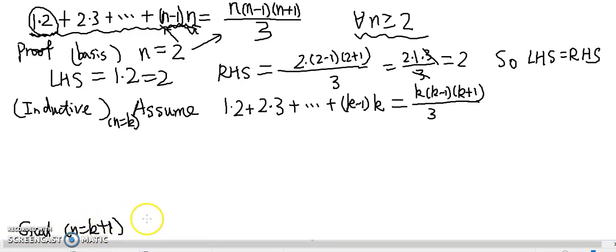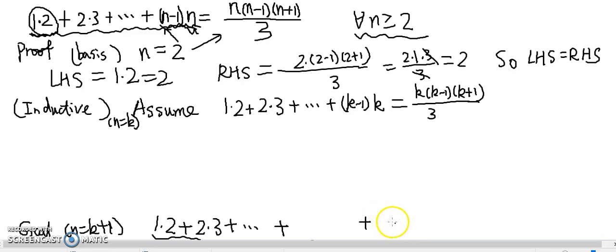So let's replace n with k plus 1 and write down both sides. On the left-hand side, the first term is still 1 times 2. The second term is 2 times 3. Dot, dot, dot. And for the last term, I'm going to save a little bit of space here because I want to write down the last 2 terms. Just like we write down the first 2 terms, we also want to write down the last 2 terms here.